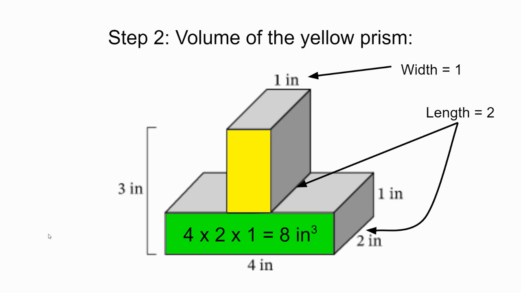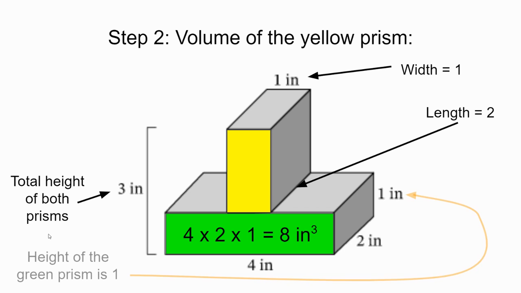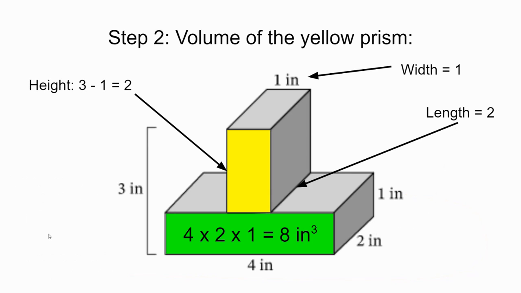And then we've got to figure out the height. So right here, this is telling us the total height of both prisms. If we add the height of the green one plus the height of the yellow, we'll get a total of 3 inches in height. So we're going to use this number and subtract the height of the green prism. And what will be left will be the height of the yellow prism. So if the green prism has a height of 1, we'll take that away from the 3. And we're left with a height of 2. So those are our 3 dimensions.